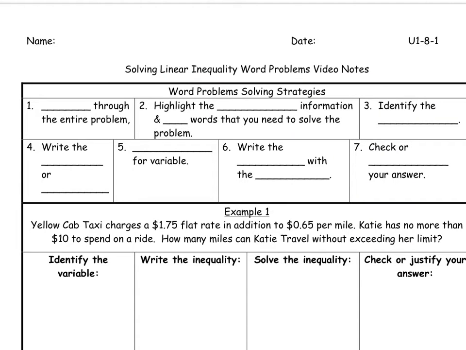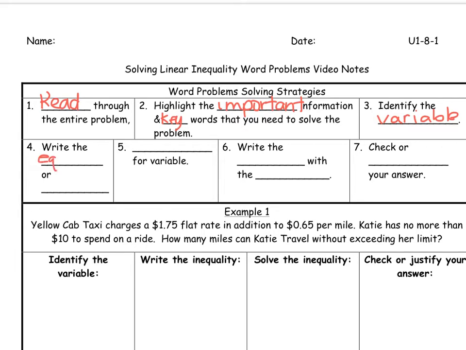Okay, so solving linear inequality word problems, it's just like a regular word problem. As always, step 1, you want to read the problem. If you don't read the problem, you don't know what you're looking for. Step 2, highlight important information. Those key words and phrases I just showed you on the previous slide will help you determine which inequality you're looking for. You, of course, always want to identify the variable.